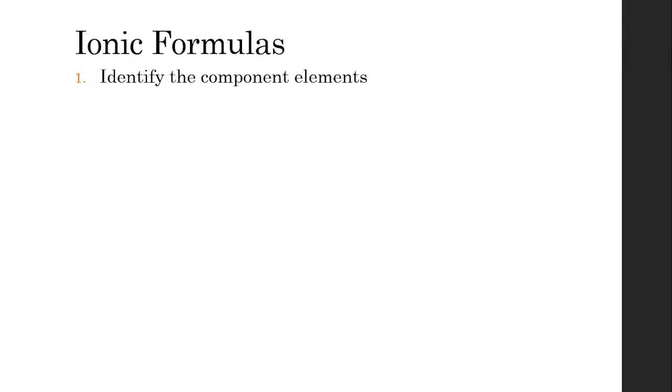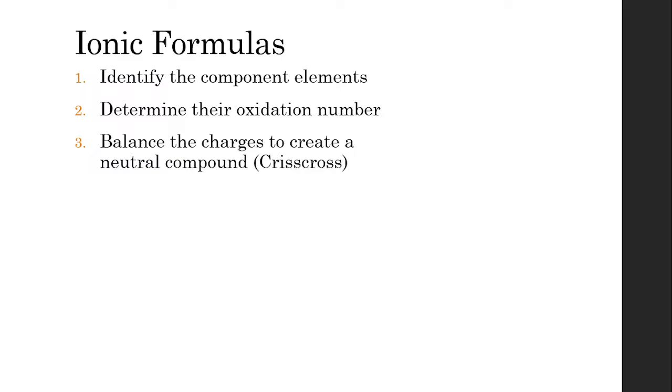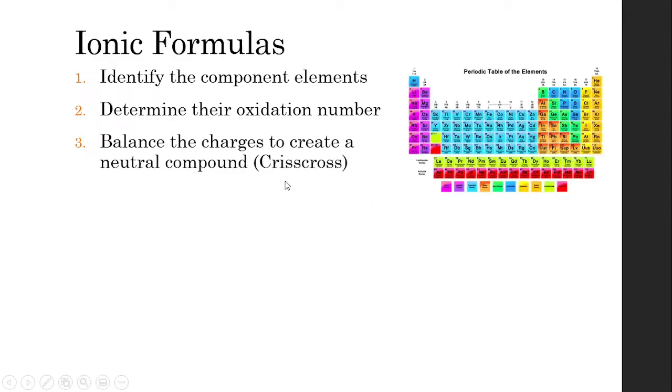First, we have to identify the component elements in our ionic formulas. Number two, determine their oxidation number. And three, we have to be able to balance the charges to create a neutral compound, which usually, if you notice, we're basically crisscrossing their oxidation numbers and making them the subscripts. So let's look at these various examples.